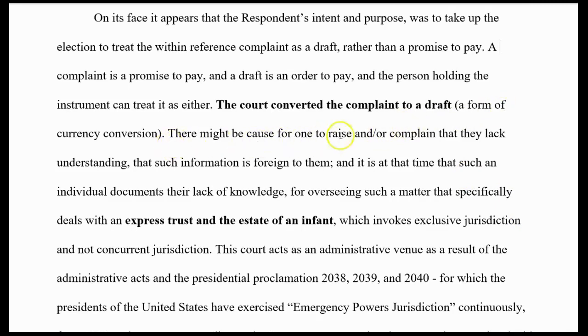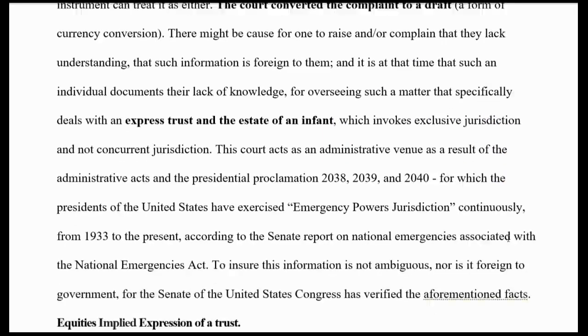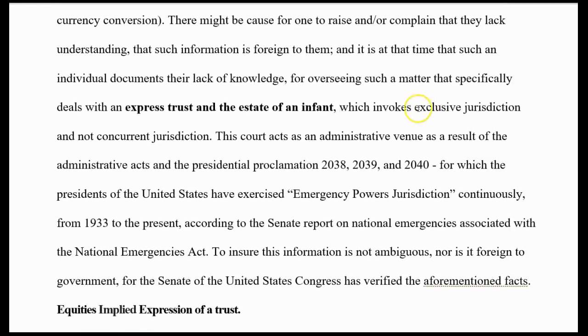There might be cause for one to raise or complain that they lack understanding, for such information is foreign to them, and it is at this time that such an individual documents the lack of knowledge for overseeing such a matter as specifically it deals with express trusts of an estate of an infant, which invokes exclusive jurisdiction and not concurrent jurisdiction. Now you're taking over exclusive jurisdiction because it's clearly stated what you're doing.